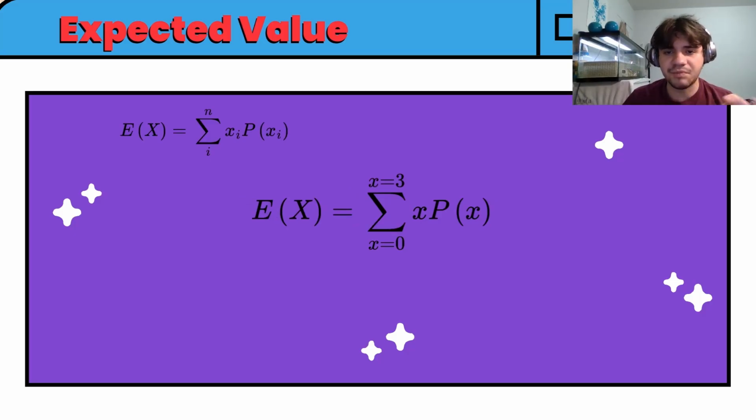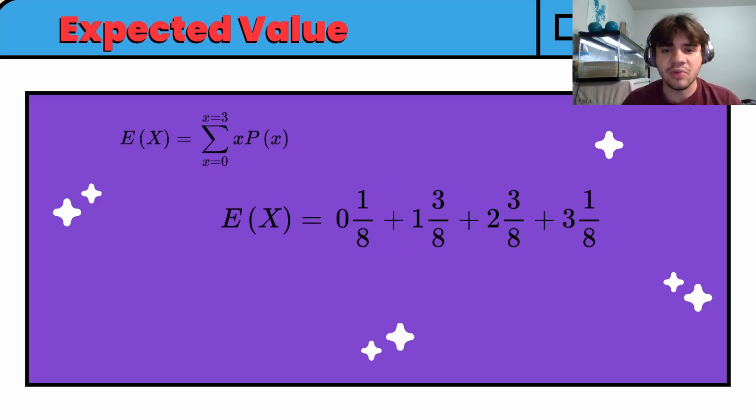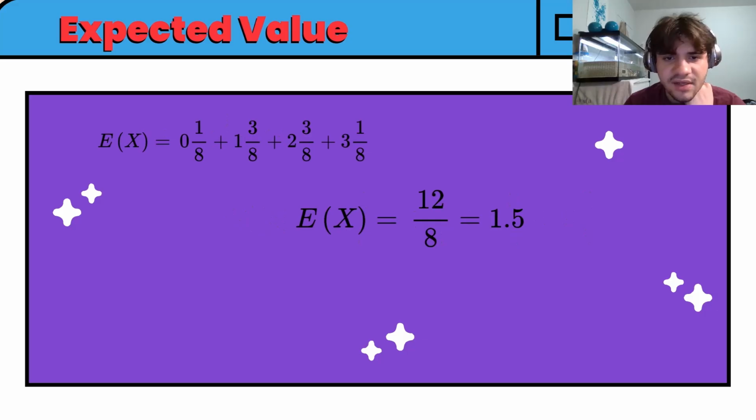So this is what I'm trying to say here. We're starting from x0 to x3 because we're doing three coin flip trials, using the probabilities from the theoretical probabilities chart. You get this equation, and the value is 12 over 8, which is 1.5. I don't want you to think that you'll get 1.5 heads in a set number of trials or anything like that.